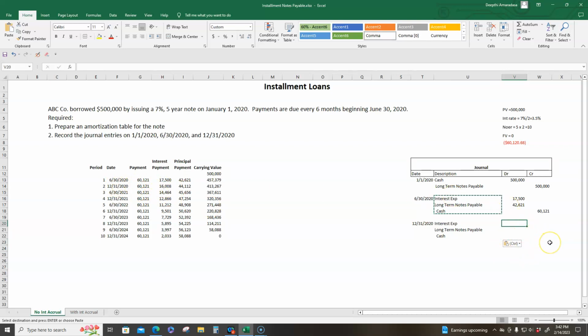So on December 31st, 2020, your interest expense is going to be $16,008. Your long-term note principal payment is going to be $4,412, and then of course your cash amount remains the same at $60,121.